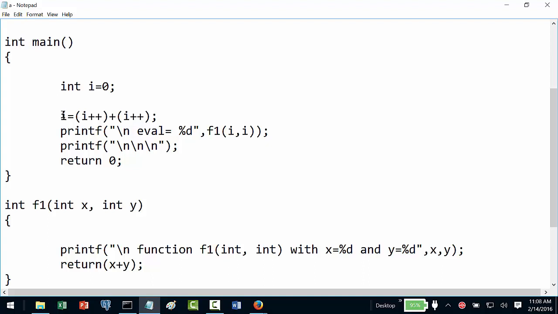But when did it actually increment? Did it increment after the assignment is done or before the assignment is done? We are not sure about it. So the evaluation order of equal-priority sub-expressions is not guaranteed, it depends on the compiler. Whether this gets executed first or that gets executed first, it is very difficult to find out. Okay, so that's the first note.